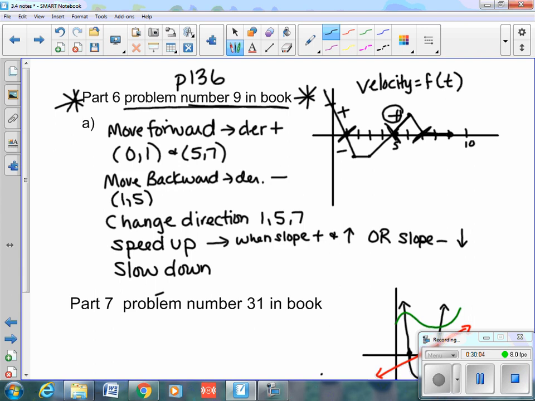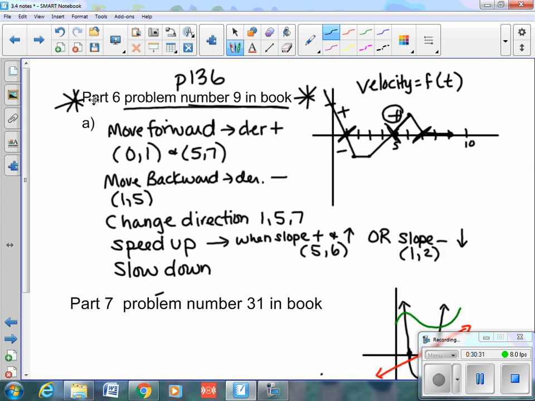When is the slope positive and increasing? Well, this is a positive slope, but which way is it going? Decreasing, so it's not happening there. Right here, your slope is positive and it's increasing, so from 5 to 6. Here, your slope is negative and decreasing. I think there's only one spot where your slope is negative and decreasing, from 1 to 2.